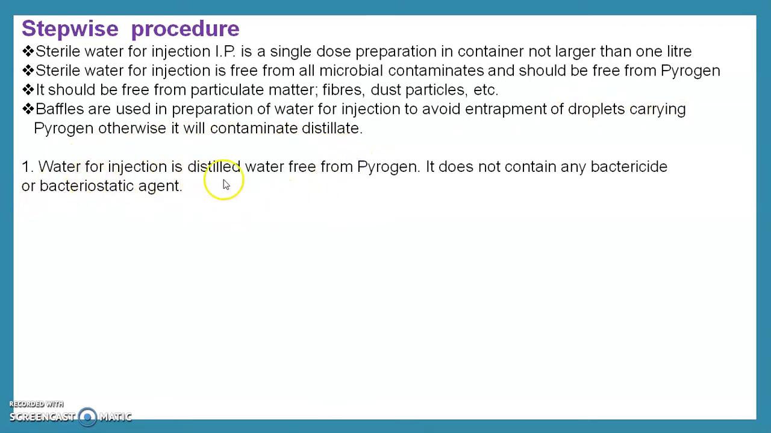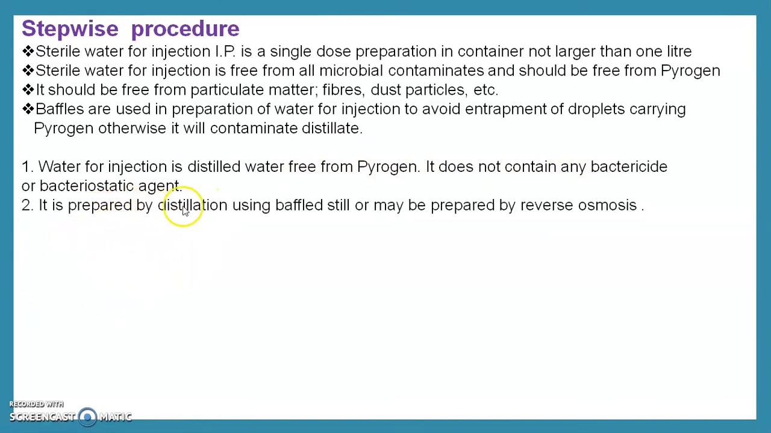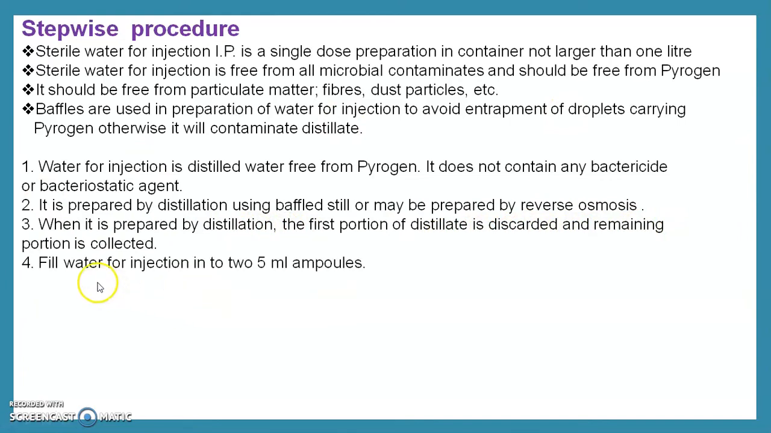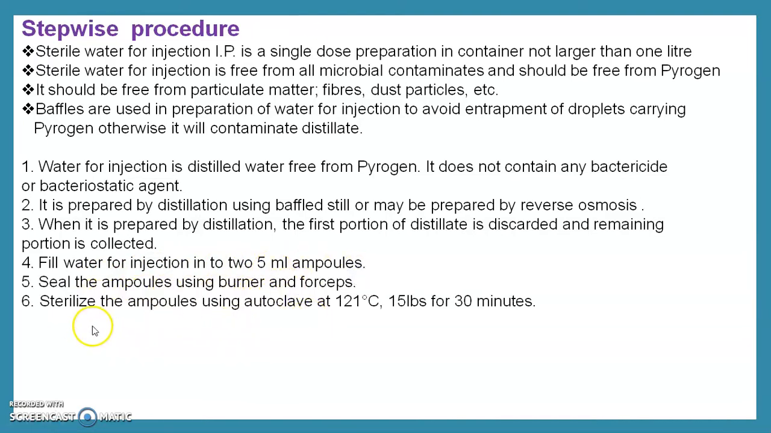First, water for injection is distilled water free from pyrogen. It does not contain any bactericide or bacteriostatic agent. It is prepared by distillation using the baffle, steel, or may be prepared by reverse osmosis. When it is prepared by distillation, the first portion of the distillate is discarded and the remaining portion is collected. Fill the water for injection into 10 ml ampoules. Seal the ampoule using the burner and the forceps. Sterilize the ampoule using the autoclave at 121 degrees Celsius, maintaining 15 lbs pressure for 30 minutes.